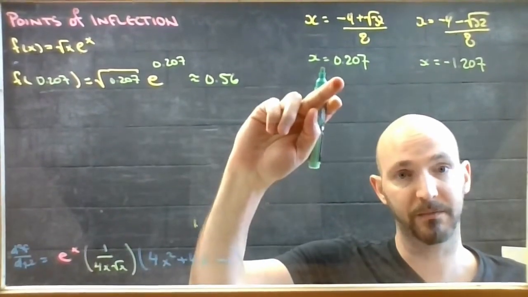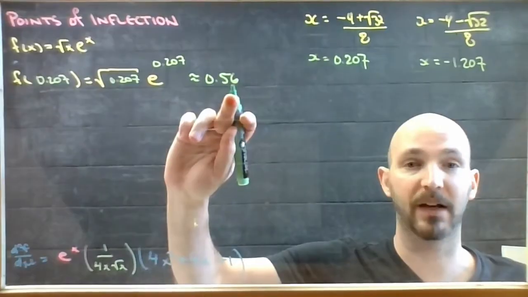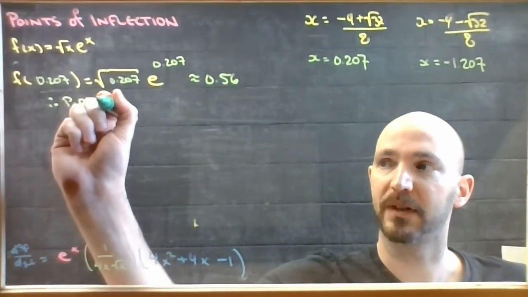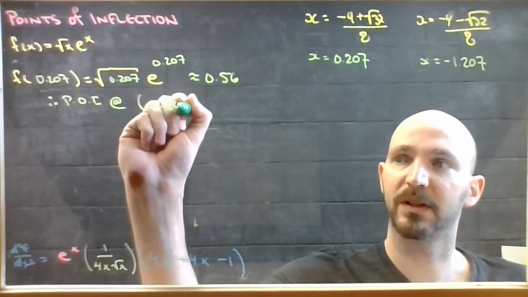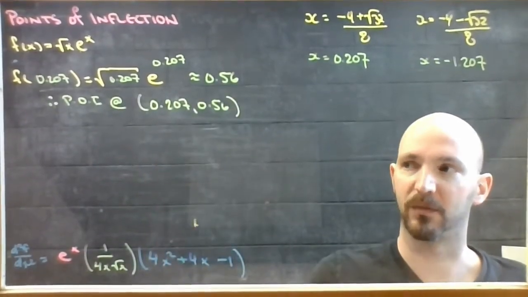Alright, I had a number that I got from my second derivative equaling 0. I found its y value and it worked. Therefore, there is a point of inflection at 0.207 on the x and 0.56 on the y.